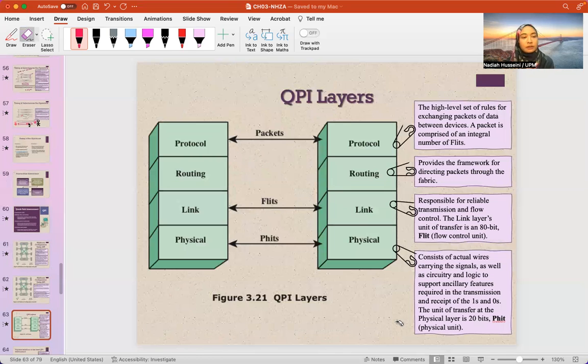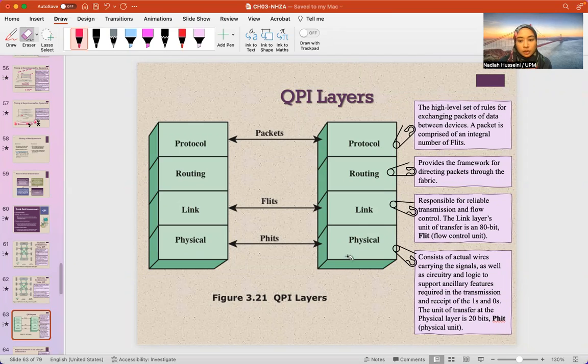Okay, so let's talk about the layers. The good thing about the point-to-point interconnect is that it handles traffic using layers. For the QPI, we have 4 layers. The first one is the physical, then the link, the routing, and the protocol. For layers, we typically talk about the bottom part first, and then we go upwards. So the physical layer consists of actual wires carrying the signals, as well as circuitry and logic to support ancillary features required in the transmission and receipt of ones and zeros.